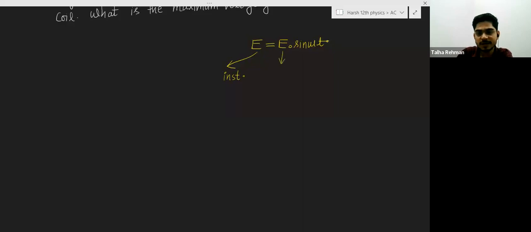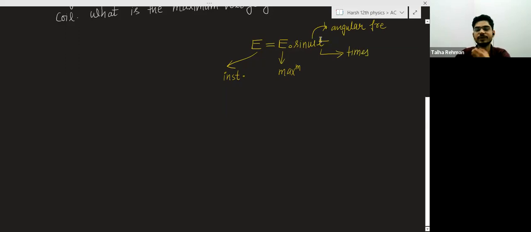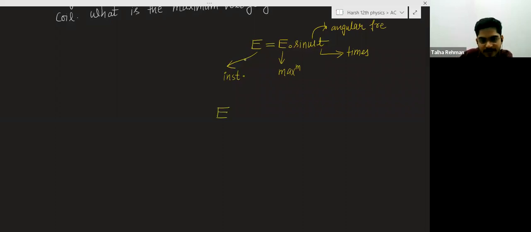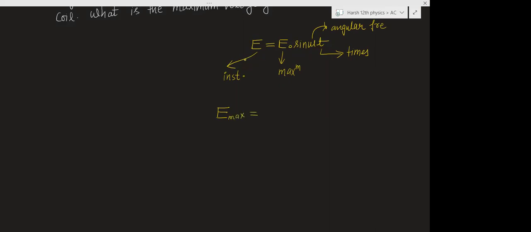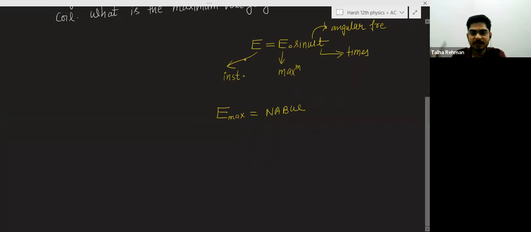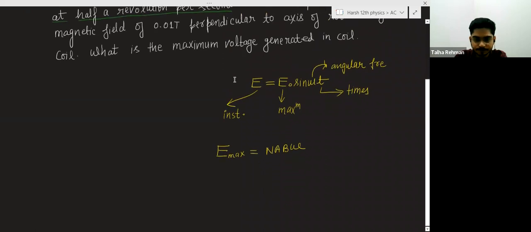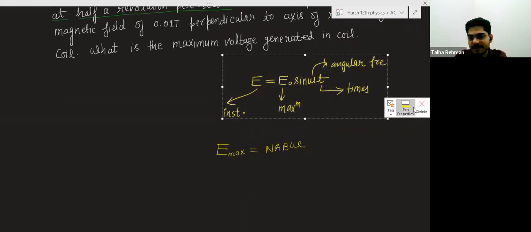What is E naught? E naught is the maximum value of the EMF. Omega is the angular frequency and t is the time. As time changes continuously, we can say the EMF is also changing continuously with time. And what is the formula to calculate the maximum EMF? That is E naught equals NABω. NABω is used to calculate the maximum value of the EMF.